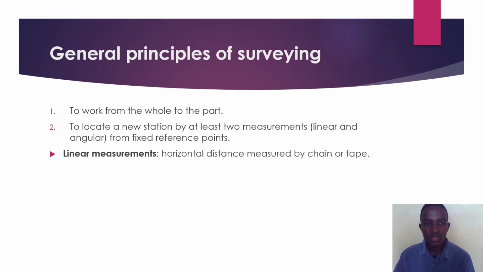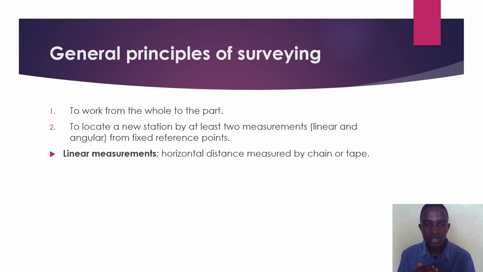Let's move on into the general principles of surveying. Surveying generally has two principles. One is to work from whole to a part. This simply means we work from a whole area that is to be surveyed to a specific part, which can be a point of that area, a short distance, an object, or anything that we can simply specify.